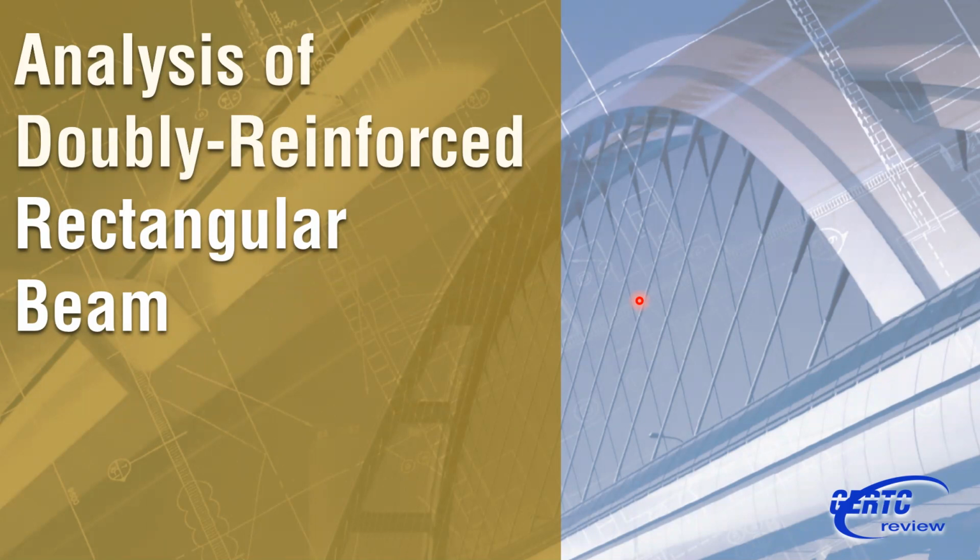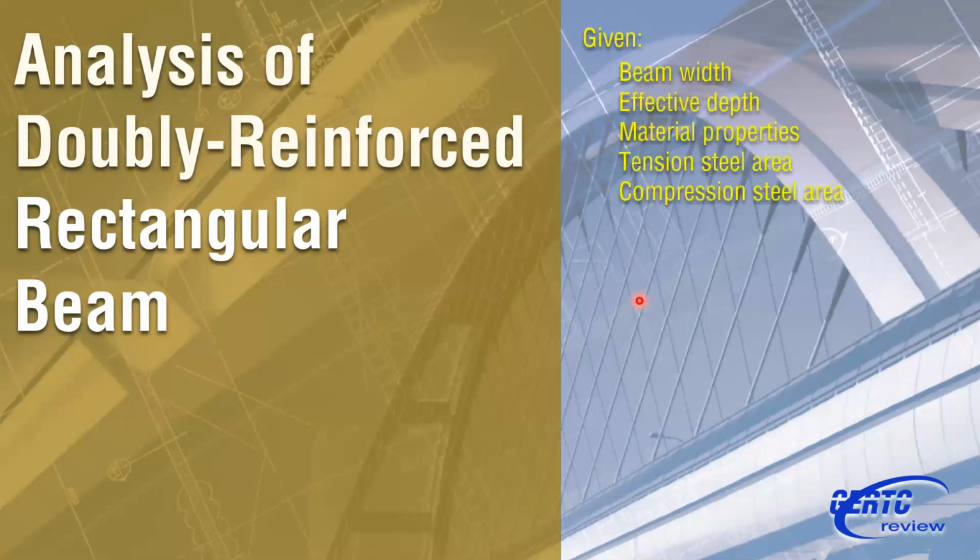All right, so this time we will discuss analysis or investigation of a doubly reinforced rectangular concrete beam. What we discussed last time was singly reinforced, which was also analysis. So we will have analysis of doubly reinforced sections. In this video, we are given the beam dimensions, the width, the depth, the material properties, and the tension and compression steel areas. We will discuss how to compute the balanced steel area of a doubly reinforced rectangular beam.